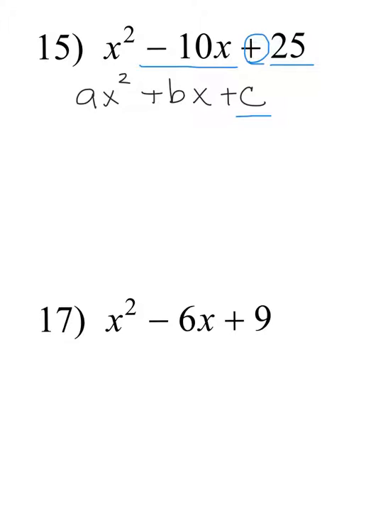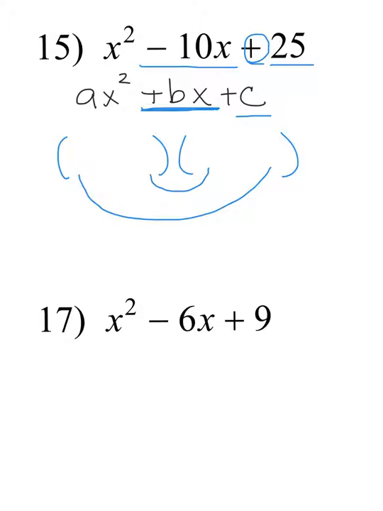Now we also have to recognize that when we factor, this center term, this linear term here, is generated from multiplying these two terms together and combining that with multiplying these two terms together. So if this term is the same as this term, then it would be twice the square root of c.